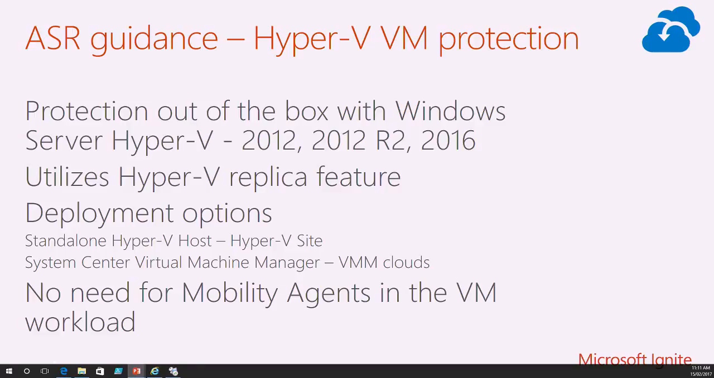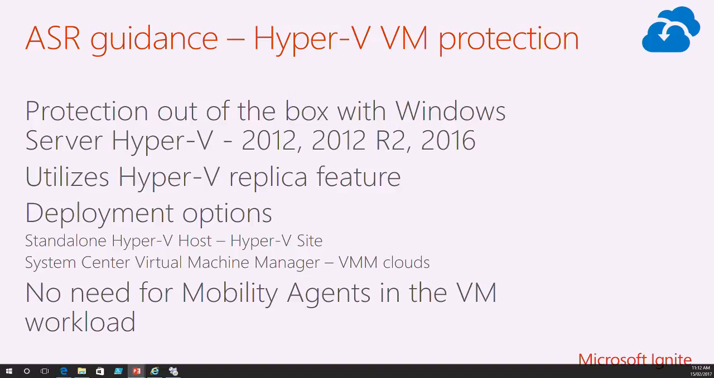There are different deployment options. So if you only have a Hyper-V host, then you can actually do that with the Hyper-V site. You create a Hyper-V site within Azure, you add your Hyper-V host, and then you can start protecting VMs. If you've got System Center, you've probably got Virtual Machine Manager for your servers because they sell it in the suite. Then you protect based on what we call a VMM cloud. So you create a cloud within VMM, add all your virtual machines into that cloud, and then you can enable replication for those.